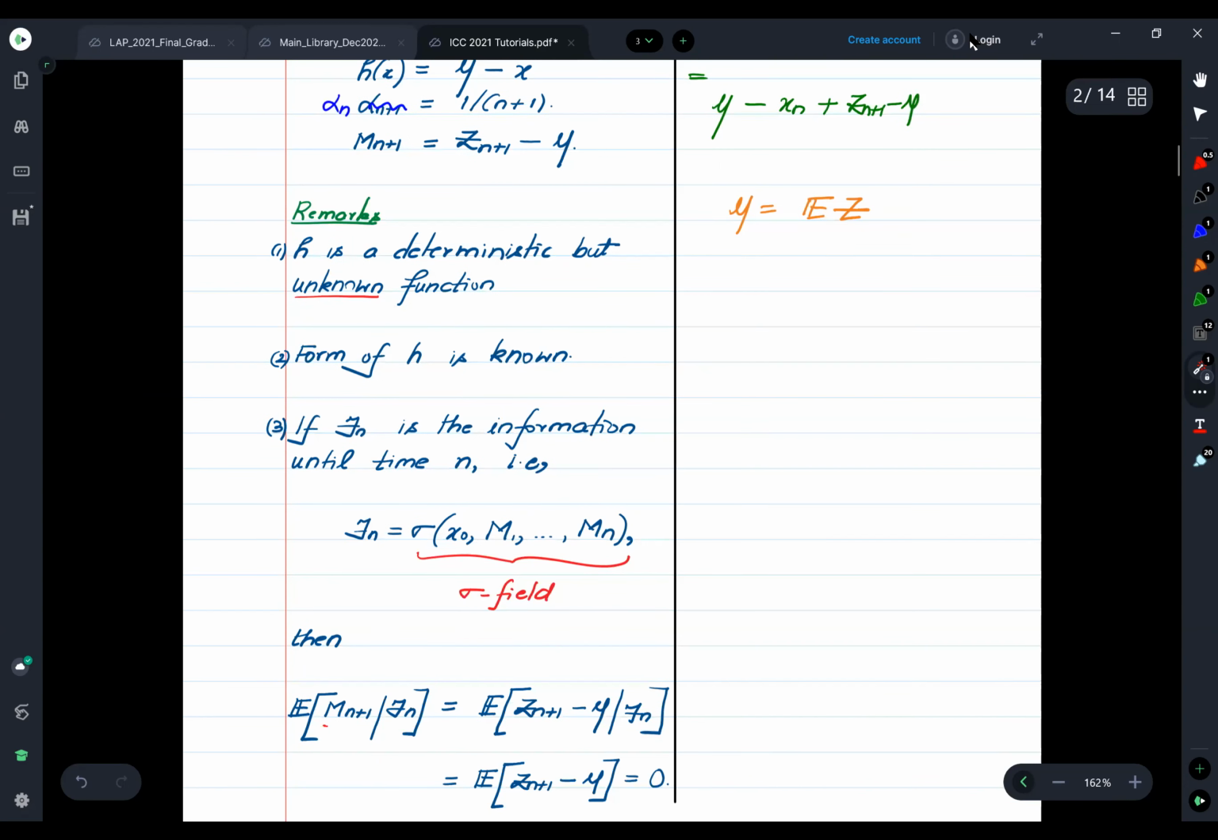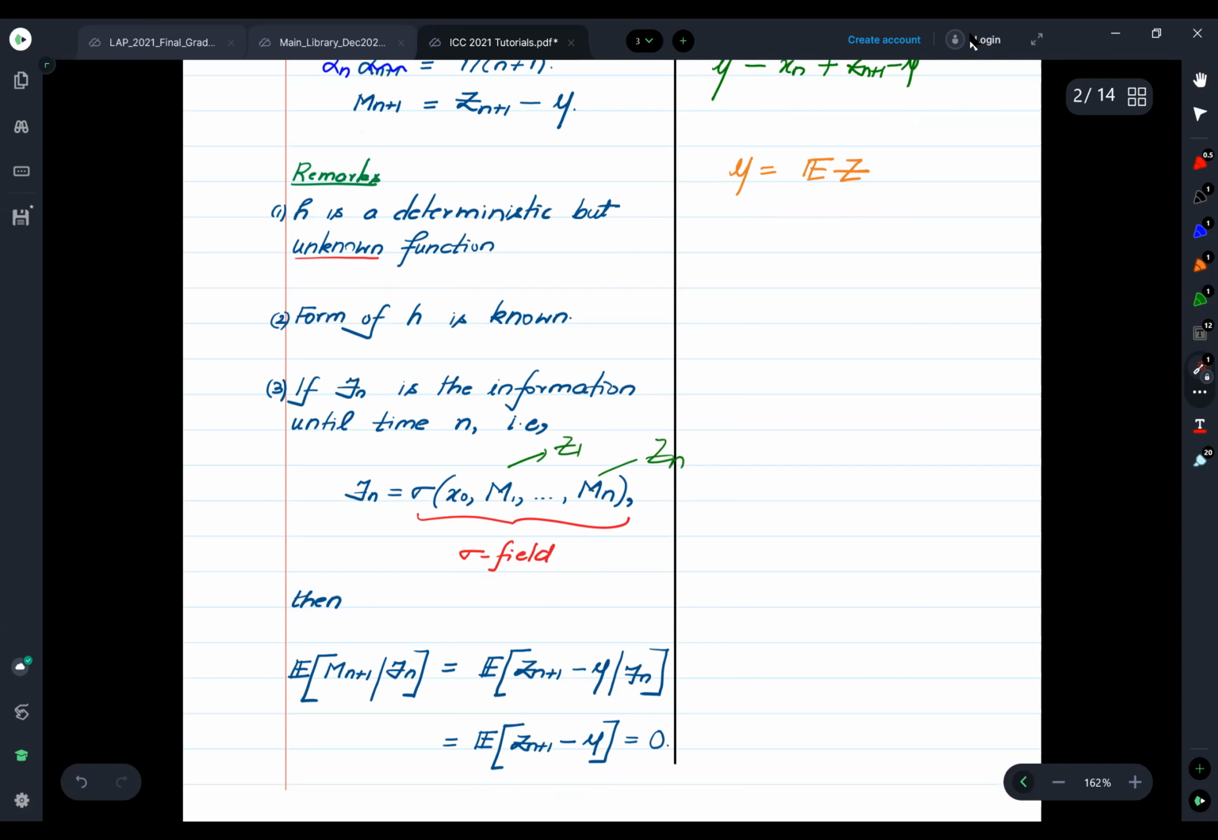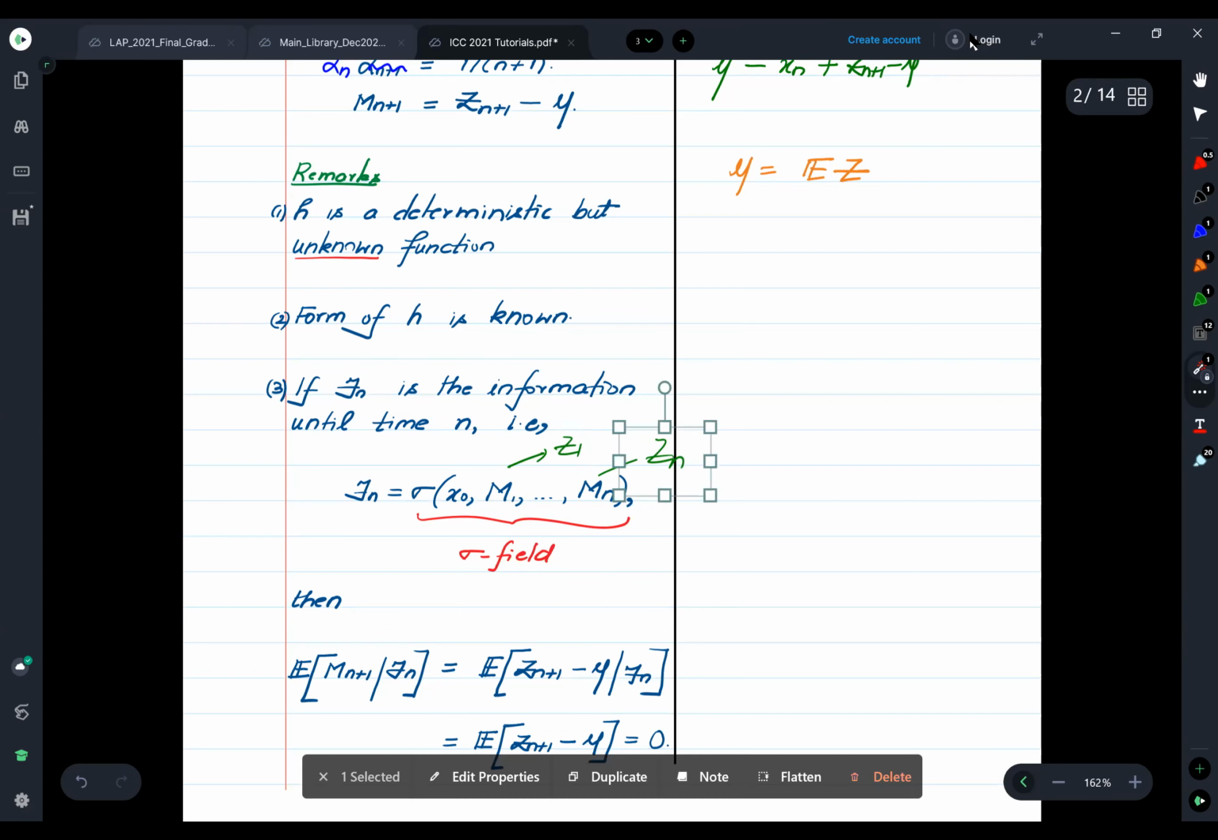So mn plus 1 is Zn plus 1 minus mu. So I have just substituted that over here, conditioned on fn, right? So fn consists of information based on x0, m1, all the way up till mn, right? And m1 itself is a function of z1, m2 is a function of z2, and similarly mn is a function of zn. Right, so you can interpret that when we are taking this expectation of Zn plus 1 minus mu conditioned on this information, we are in some implicit way revealing to you the values of z1 to zn.